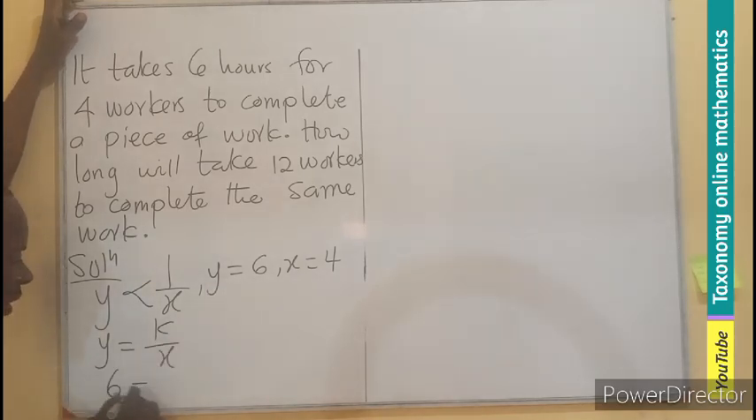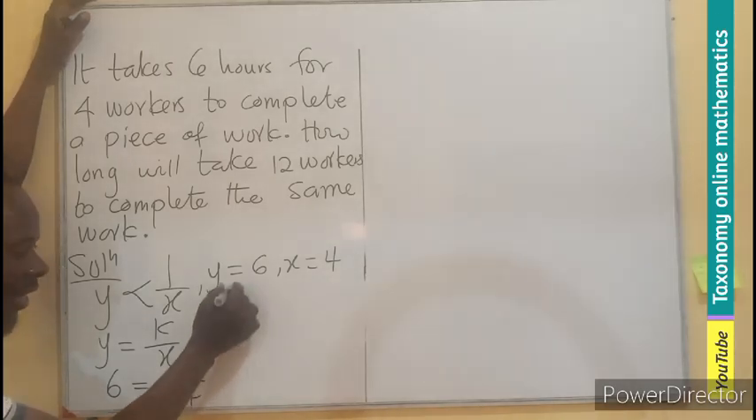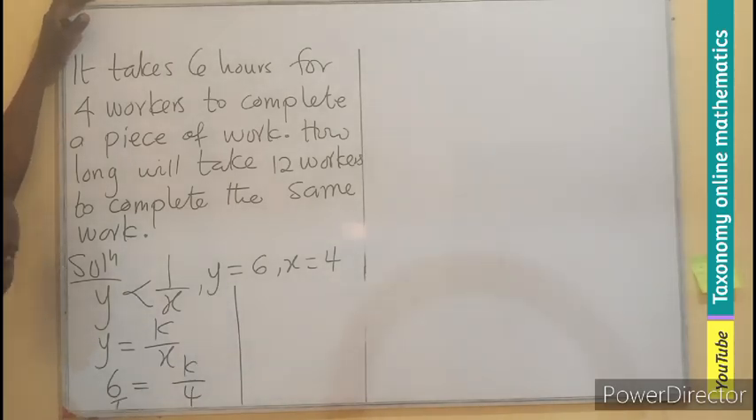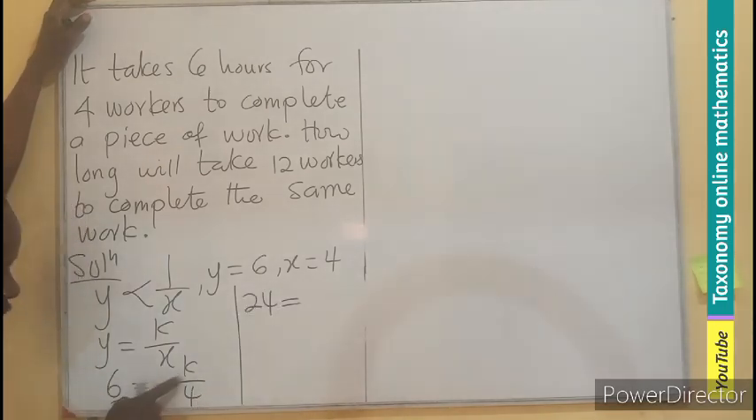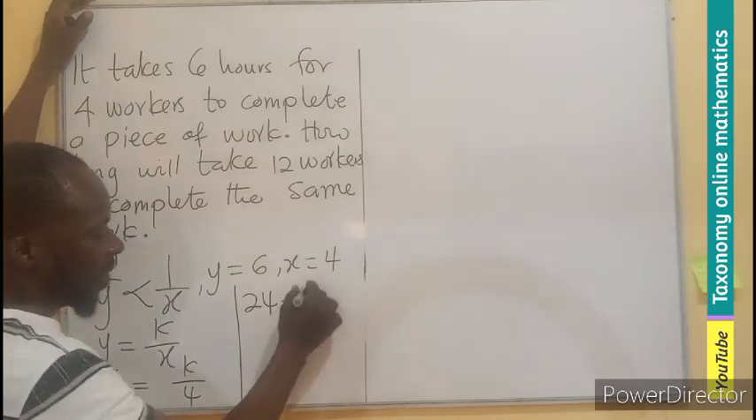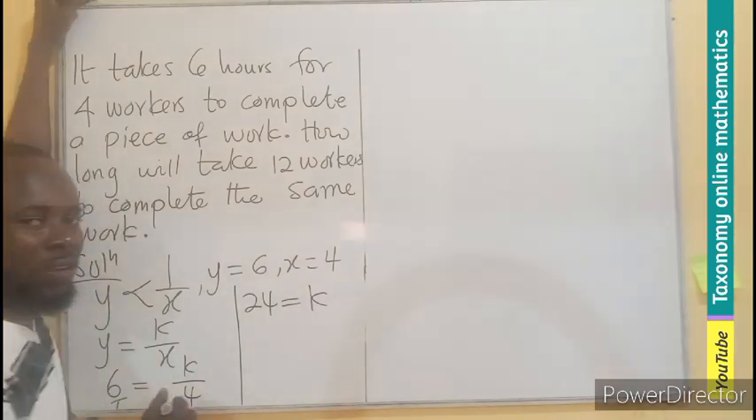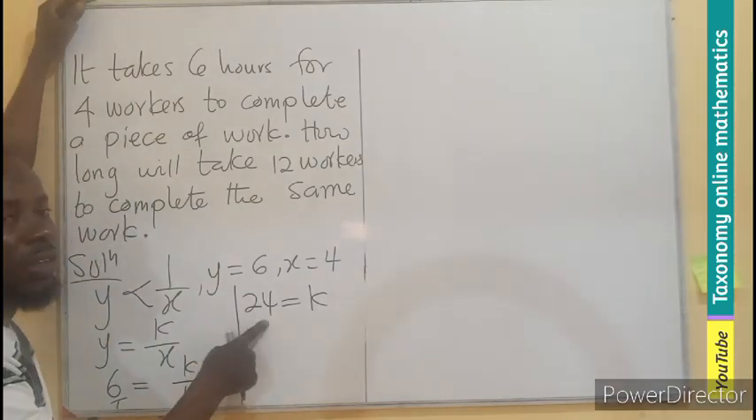This will be 6 equals k divided by 4. If we do cross multiplication, 4 will multiply 6 to give us 24, equals k, which also multiplies the 1 to give us k, meaning the constant of proportionality is 24.